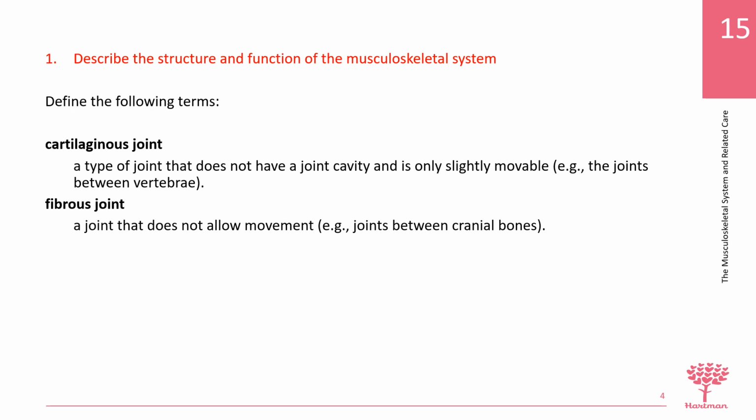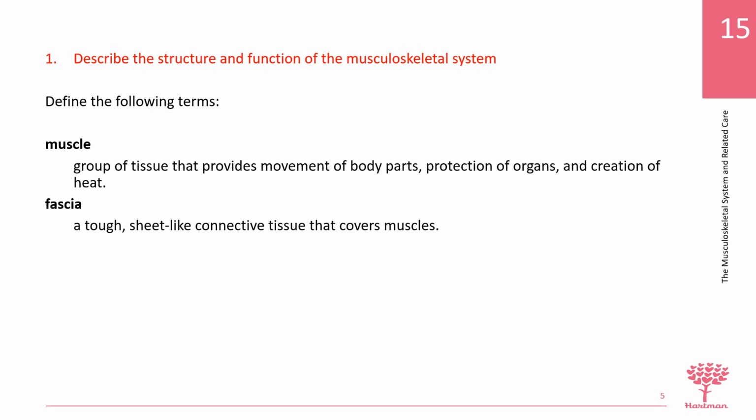Then you have the cartilaginous joint. It is a type of joint that does not have a joint cavity and is only slightly movable. And then you have a fibrous joint, which is a joint that does not allow movement. So, for example, joints that are between cranial bones. Muscles are groups of tissue that provides movement of body parts, protection of organs, and creation of heat. Fascia is a tough sheet-like connective tissue that actually covers the muscle.